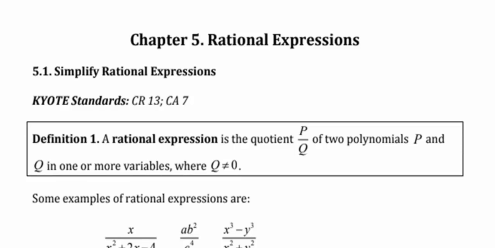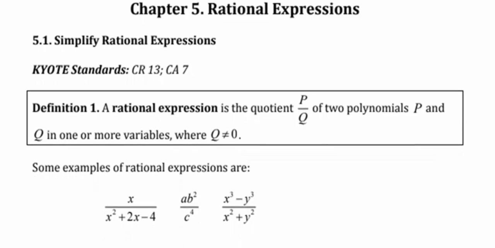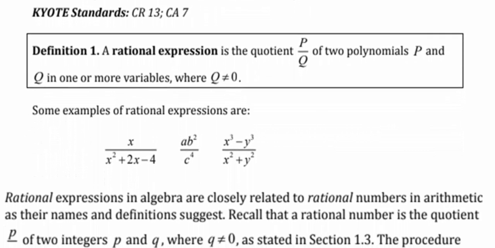Today, we're going to be talking about simplifying rational expressions. So, a rational expression is a fraction, right? When you have a numerator and a denominator. And what we're going to do is factor out the greatest common factor between the numerator and denominator.